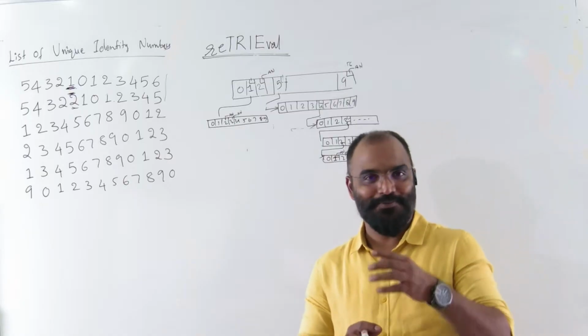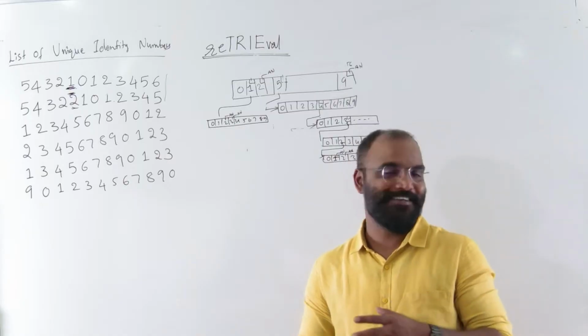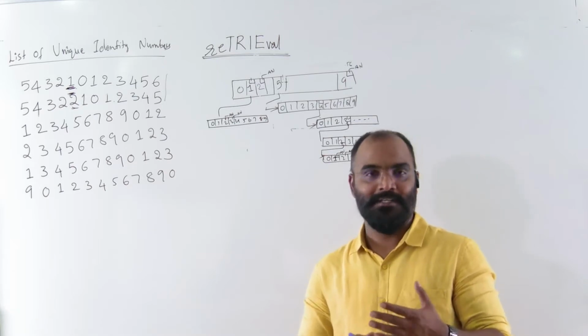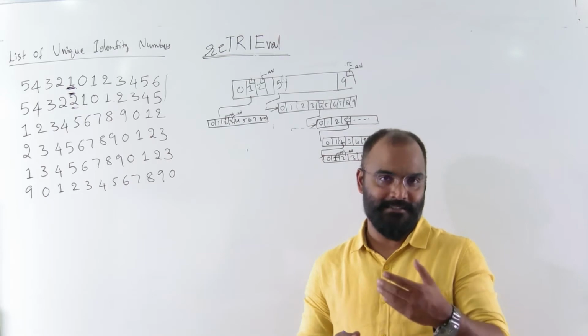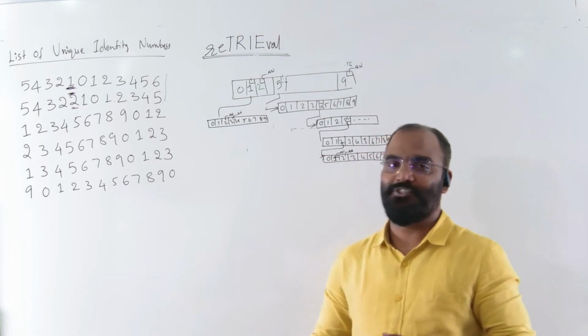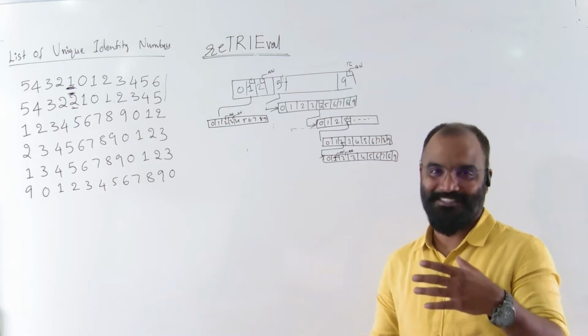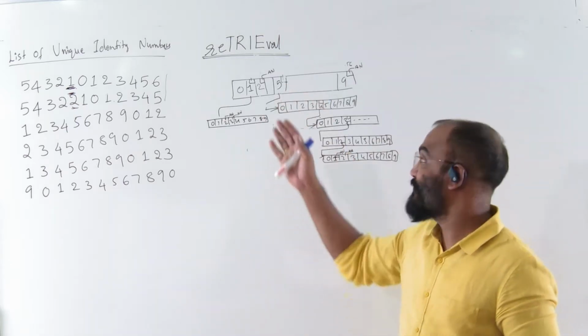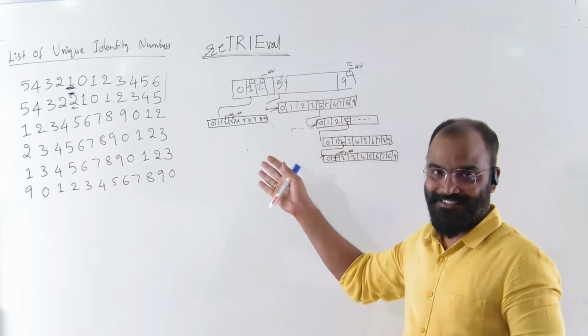Now, we have built the trie data structure to store Aadhaar numbers and their associated details in the nodes. How do we search now? How do you search? It is self-explanatory as you see the trie data structure here.